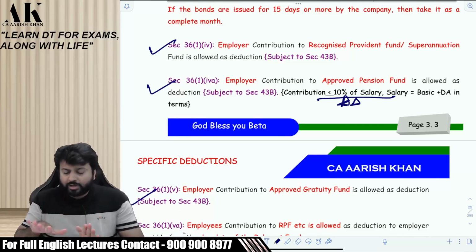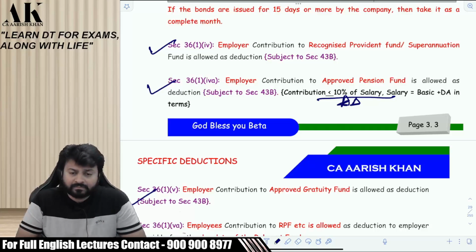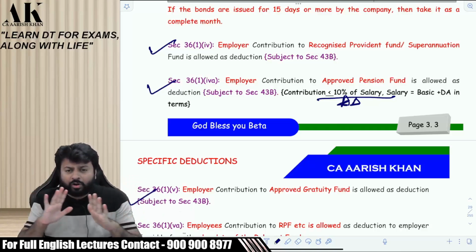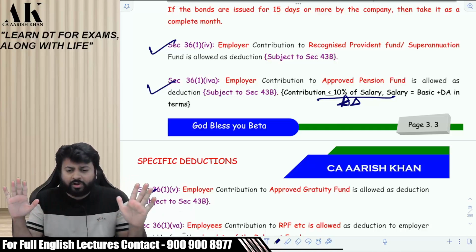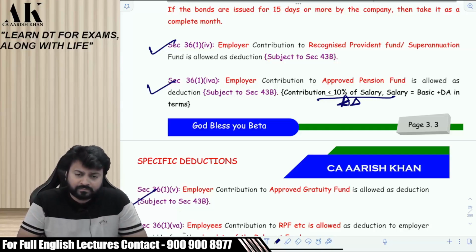Let me tell you, this is your base book. This is going to help you like anything. You will thank me that you have concised the entire subject in around 500 pages, with everything in one-stop solution. All the sections, all the case laws, all the issues, everything is written in this book. 36(1)(4), 1(4)A, 1(5).